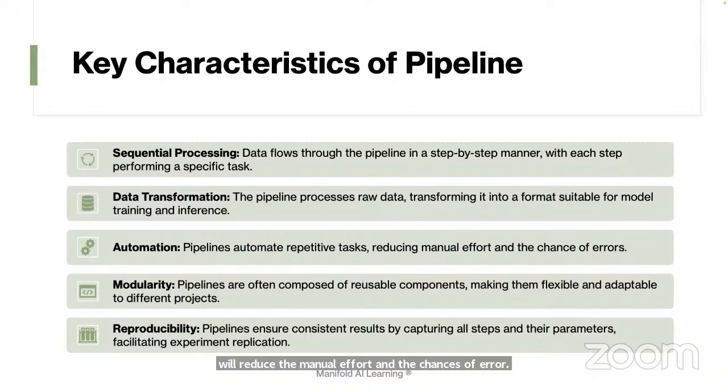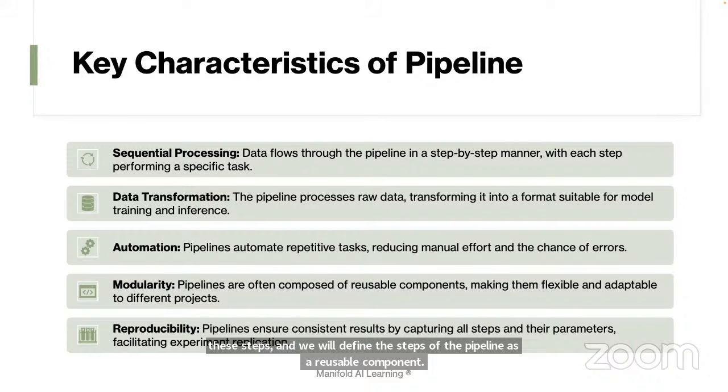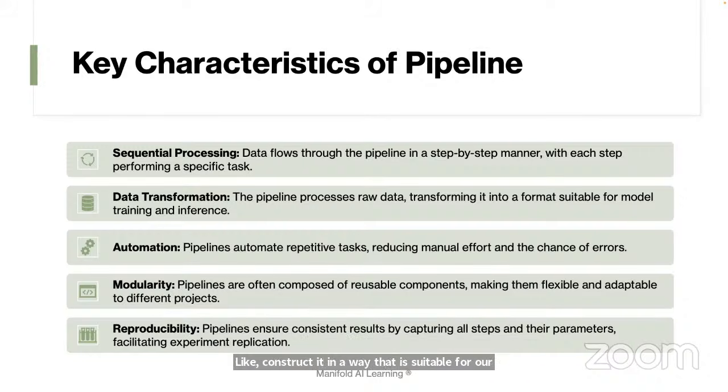Modularity. When I say modularity here, we will define each of the steps of the pipeline as a reusable component. By creating it as a reusable component, we can construct it in a way that is suitable for our project or the application that we are building. Another main aspect is reproducibility. These pipelines ensure consistent results by capturing all the steps as well as their parameters. This facilitates experiment replication.